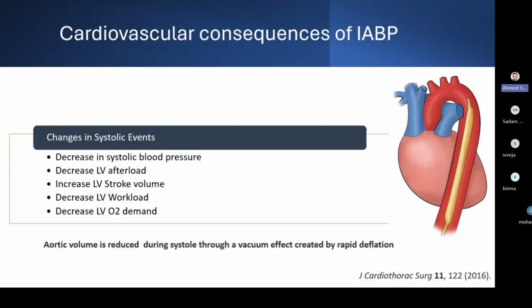So regarding the changes in the systolic event, during the systole, as you see, the intra-aortic balloon will start the deflation. And this rapid deflation will create a vacuum effect, like a negative pressure inside the aorta. And this will lead to reduction of the systolic pressure, and the systolic pressure reduction will lead to reduction of the afterload. Reduction of the afterload and peak systolic pressure will lead to improvement of the stroke volume that will be ejected by the left ventricle into the aorta.